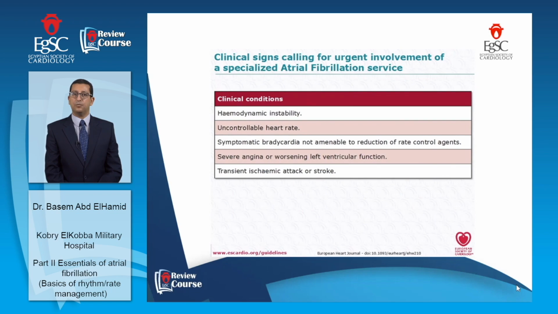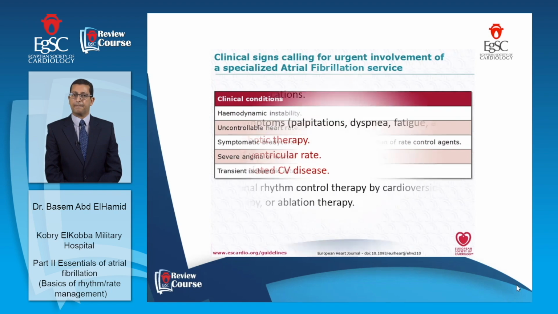When to intervene? Urgent involvement of a specialized atrial fibrillation service is needed when the patient is hemodynamically unstable, when there is uncontrolled heart rate, symptomatic bradycardia not amenable to reduction of rate control agents, in case of severe angina or worsening of left ventricular function, and lastly in transient ischemic attack or stroke.